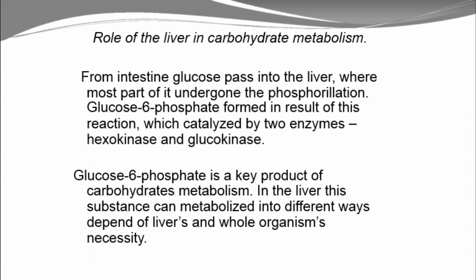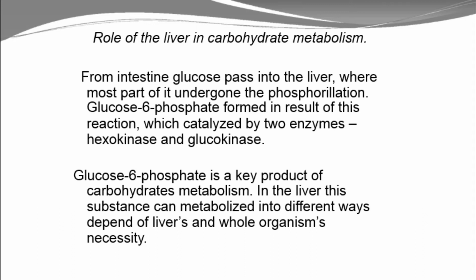How does it happen? The liver will absorb these nutrients from the intestine, and mainly the glucose that we have will be phosphorylated. This phosphorylation process is catalyzed by two enzymes called hexokinase and glucokinase. As the catalysis takes place, it converts the glucose into glucose 6-phosphate. We have already learned about glucose 6-phosphate from carbohydrate metabolism.